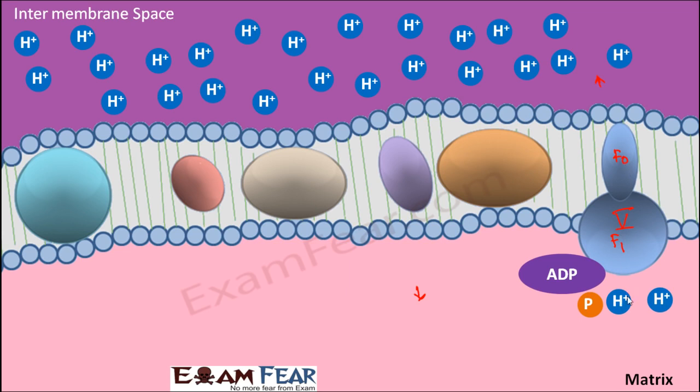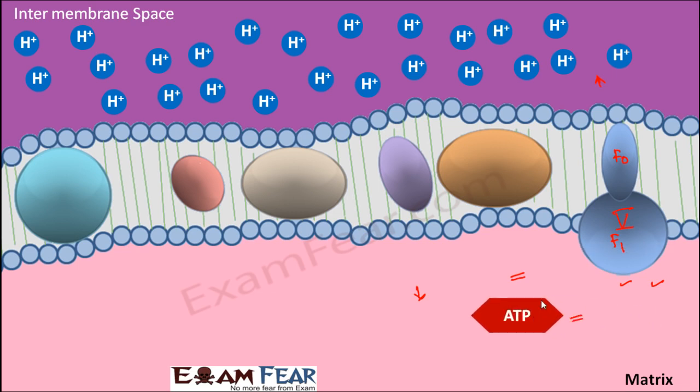Now these 2H plus, as soon as they reach the matrix, the energy that they have will be utilized to develop a bond between inorganic phosphate and adenosine diphosphate. Whenever you want to form a bond, you need to supply energy. That energy is supplied by these two H plus ions, and as a result a bond will be formed between ADP and phosphate, and together they will form ATP. So in order to form one molecule of ATP, you need two H plus ions, and that is how ATP gets synthesized. I hope the process is clear now.